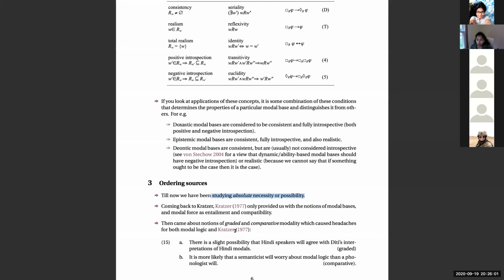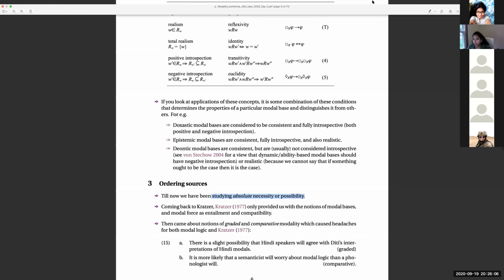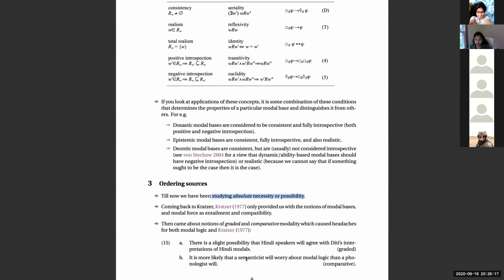However, for both Kratzer 1977 and for modal logic, there are some headaches caused by certain data involving graded or comparative modality. So let's see how. Here are some examples. There is a slight possibility that Hindi speakers will agree with DT's interpretation of Hindi models. So far, we are good. Here is slight possibility, right? We don't know what to do with this. Currently in modal logic or in the system we have seen so far, we don't know what to do with slight possibility. Okay, so this is your graded modality.